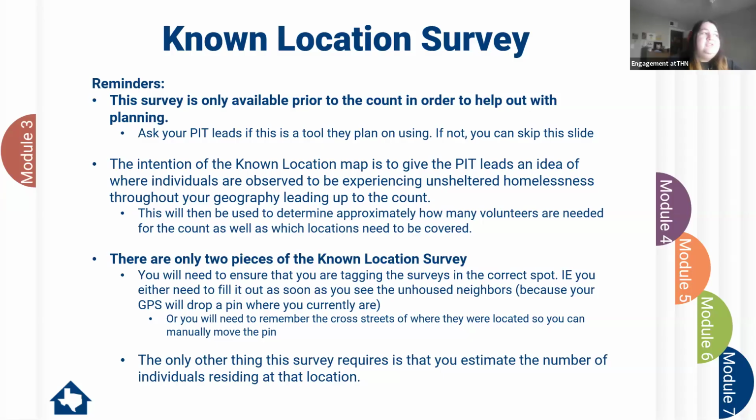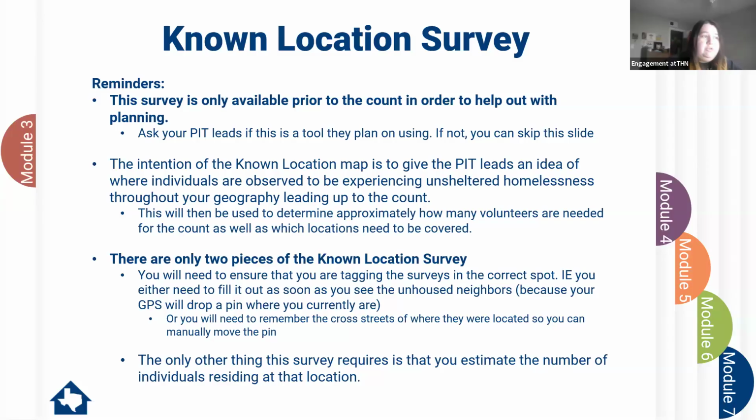The intention, again, is to give pit leads an idea of where individuals are observed to be experiencing unsheltered homelessness throughout your geography leading up to the actual count itself. This will be used to determine the approximate number of volunteers needed for the point in time count, as well as the locations that need to be covered. I recommend you start doing pit count hotspot mapping and known location surveys in January. But you can also go out now and start observing where you're seeing places so you can get a general idea.